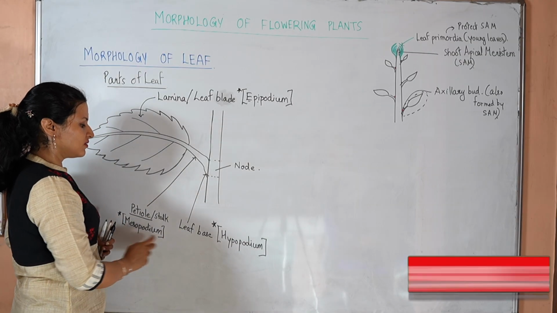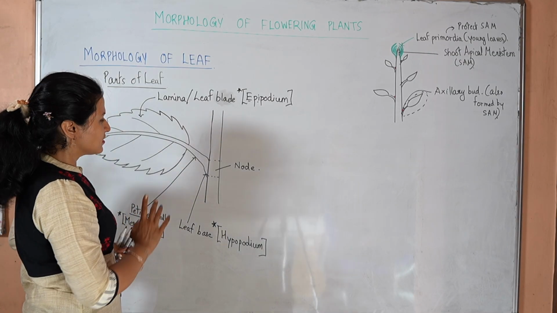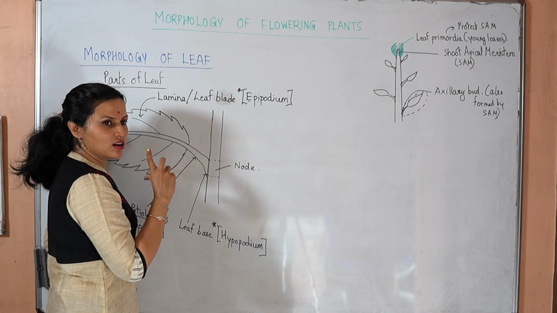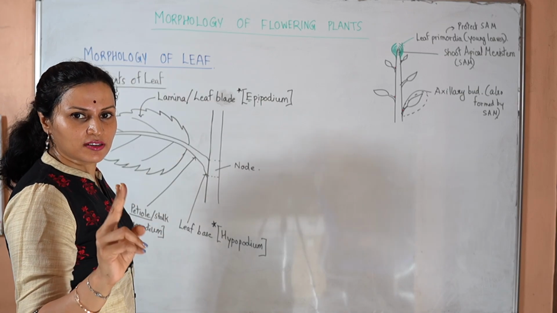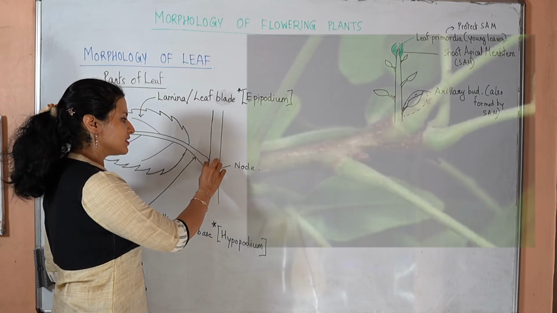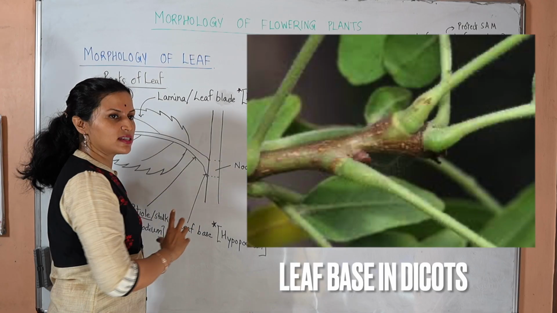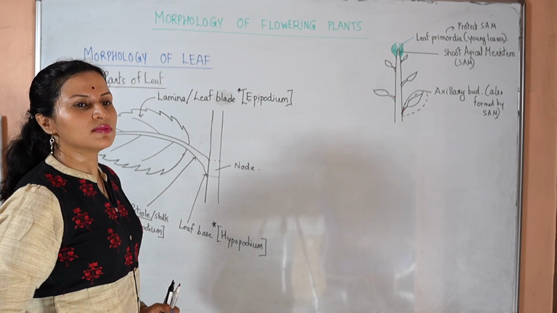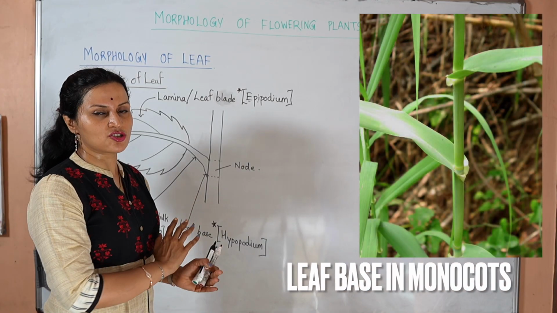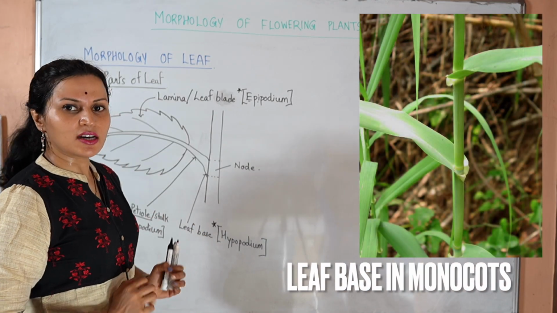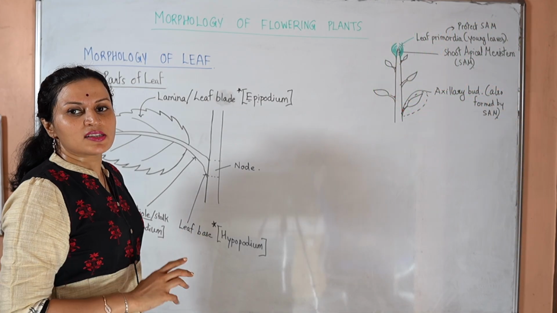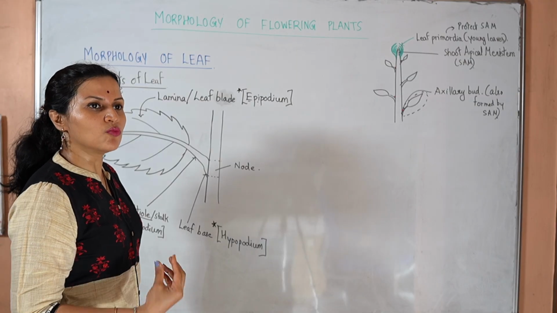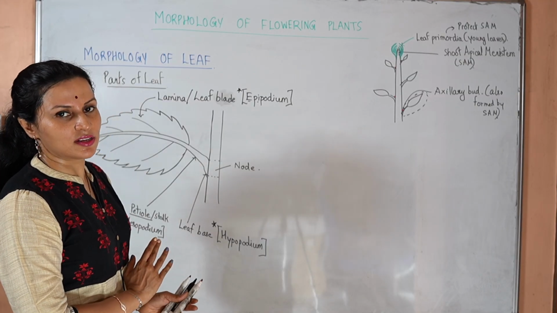So let us look at each of these parts separately. Okay, let us start with the leaf base. Leaf base is the part of the leaf which is attached to the node, and it can be of two different types. In dicots, it is slightly swollen, which gives it more rigidity. In case of monocots, this leaf base may be covered by a sheath-like structure, covering that leaf base completely, covering part of that petiole also. That is called a sheathing leaf base. So in dicots, it is somewhat swollen, and in monocots, there will be a sheath covering the leaf base.